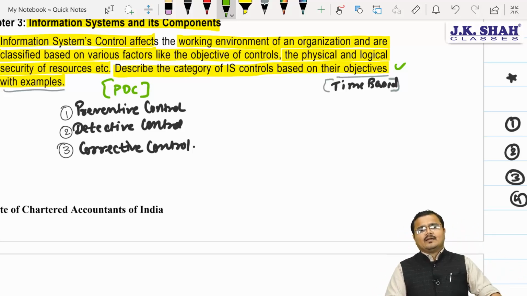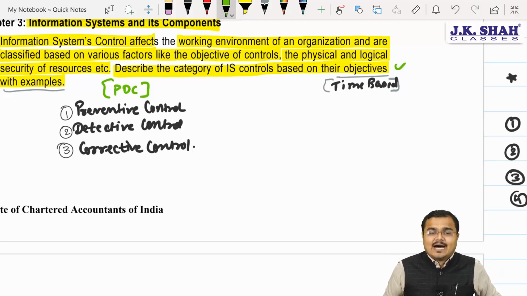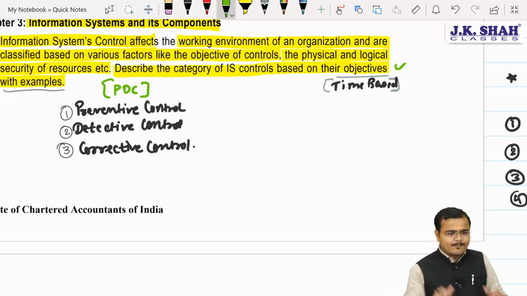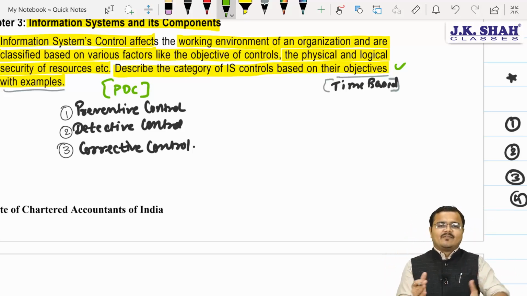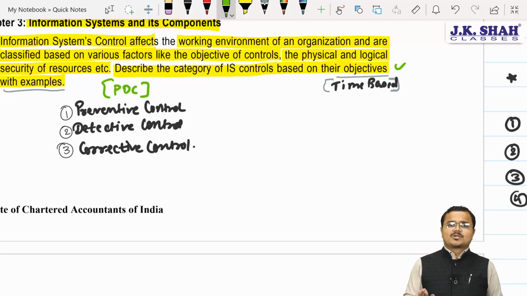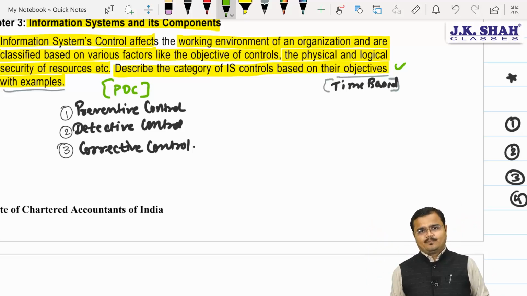Making sure that all your smoke detectors are working perfectly, sir, it's a preventive control. Giving your employees a complete and properly defined training, sir, it's a preventive control. So preventive control includes all those controls which help us to prevent an organization from the multiple types of risks that may occur in the future.